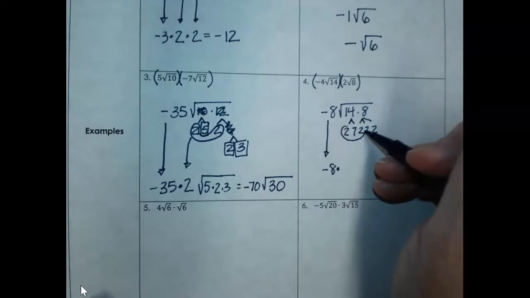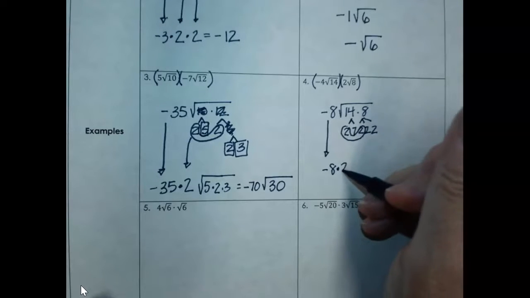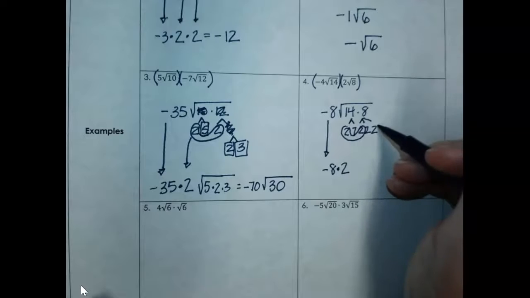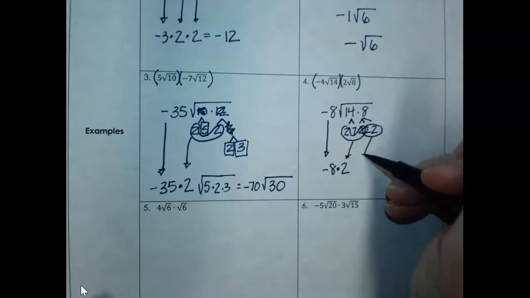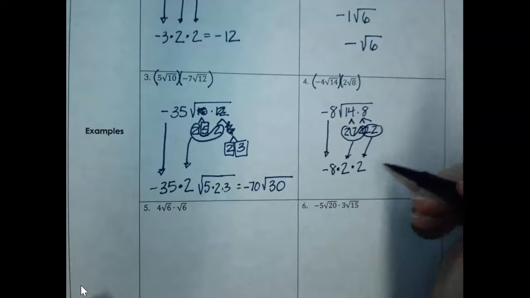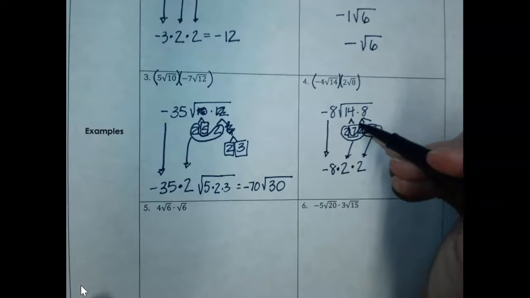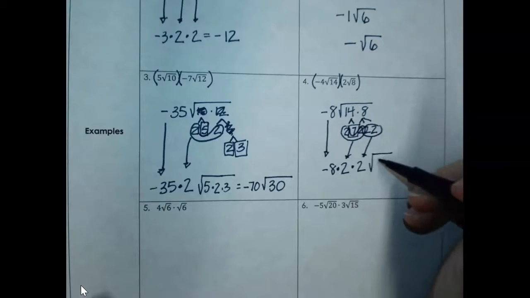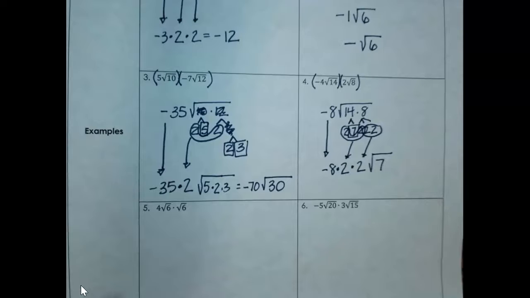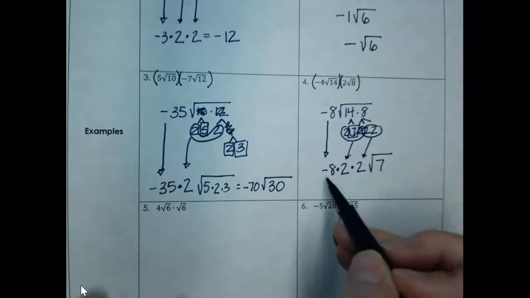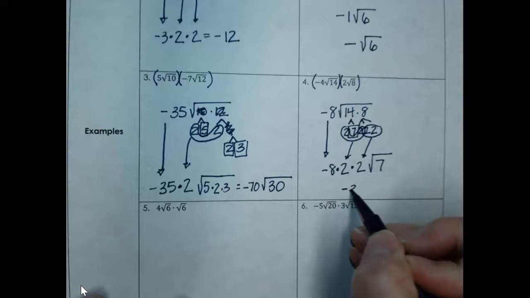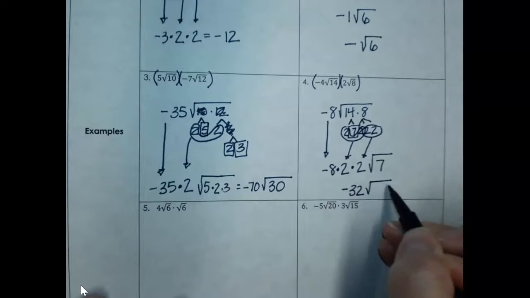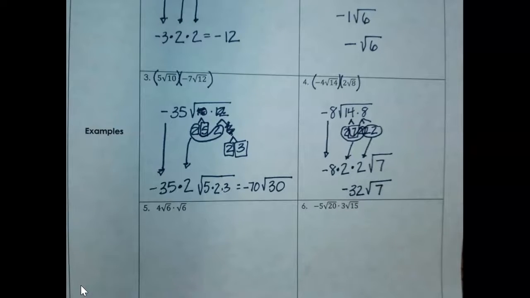I have a pair of 2's right here. That means a 2 is going to come out. I have another pair of 2's, so that means another 2 is going to come out. And then I have this single 7 left behind. That means the single 7 goes under the radical. Okay, so we have negative 8 times 2, which is negative 16, times 2 is negative 32, and under my radical I have the square root of 7.